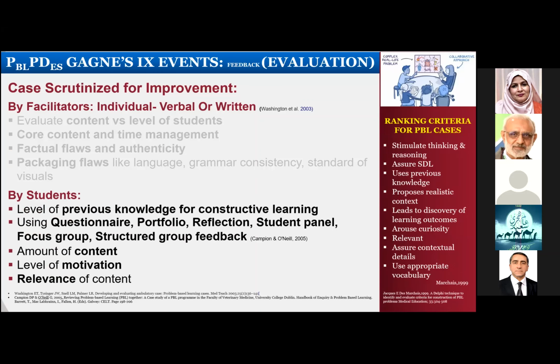By the students, level of previous knowledge can give you the feedback whether the case was intriguing enough for them that they were able to construct their learning. Using questionnaires, portfolios, reflections, student panel, focus group, or structured group feedback, there are many ways of getting the feedback from the students. The amount of content, was it adequate, too little, too much? The students can inform you about that.